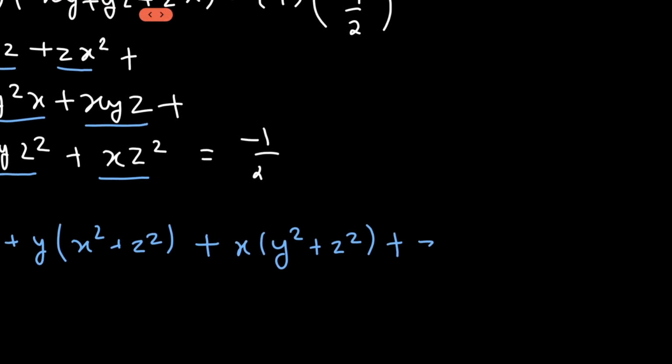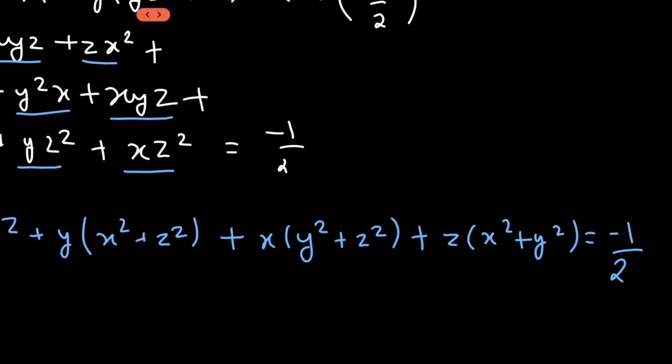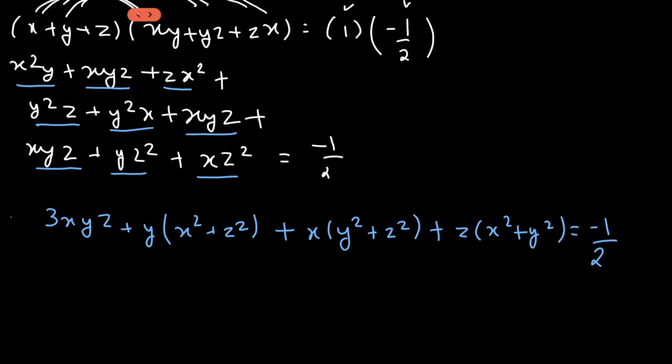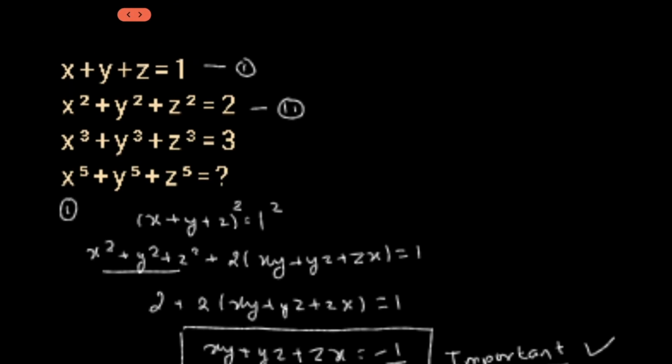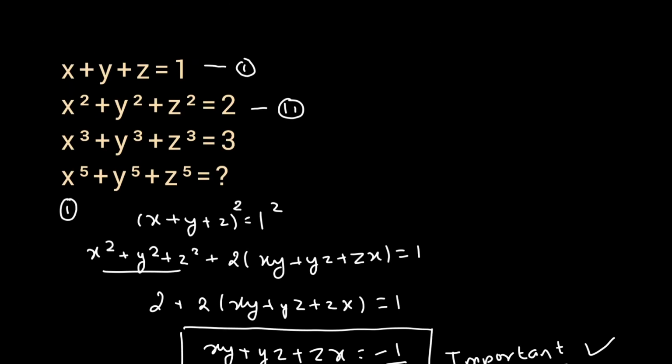So I will take z common, so inside the bracket x square plus y square, and this thing is equal to negative 1 upon 2. So now we have this particular equation. Okay, now see a second equation, that was x square plus y square plus z square is equal to 2.